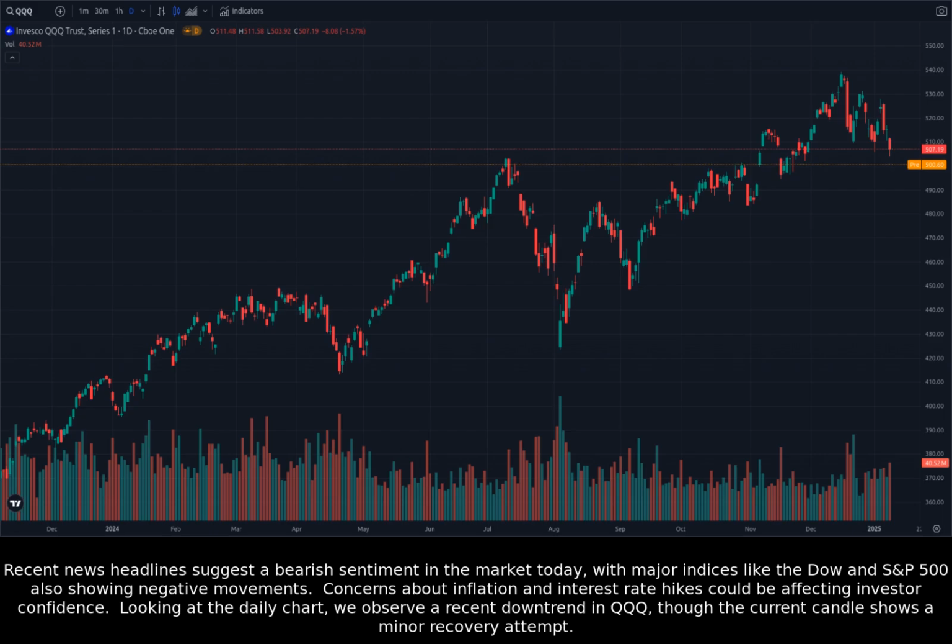Recent news headlines suggest a bearish sentiment in the market today, with major indices like the Dow and S&P 500 also showing negative movements. Concerns about inflation and interest rate hikes could be affecting investor confidence.